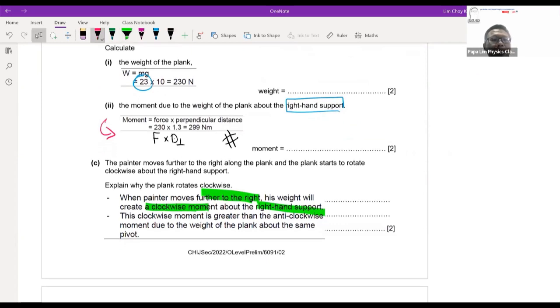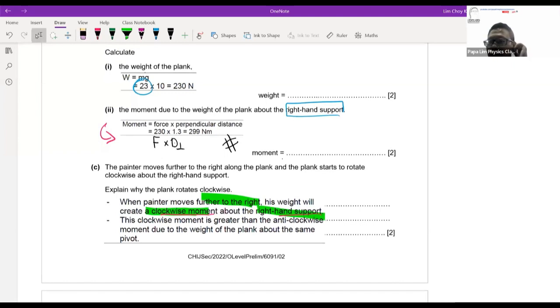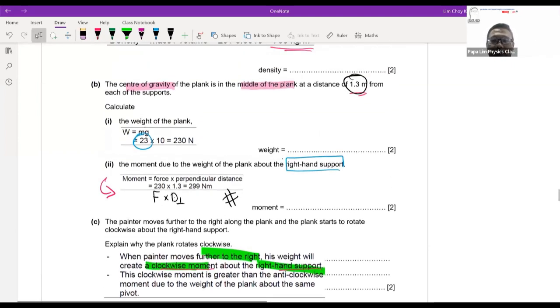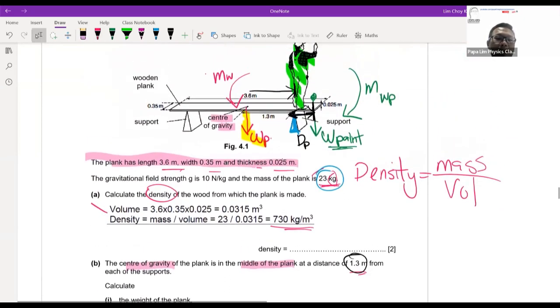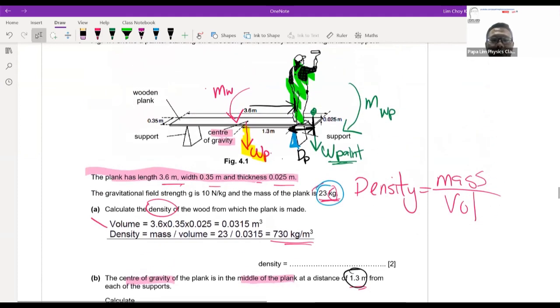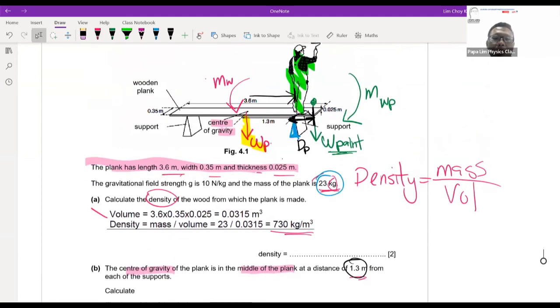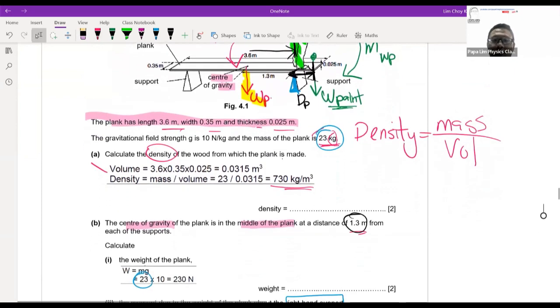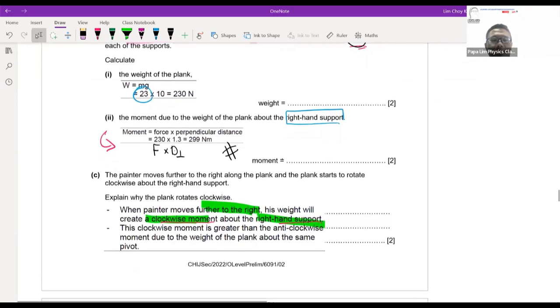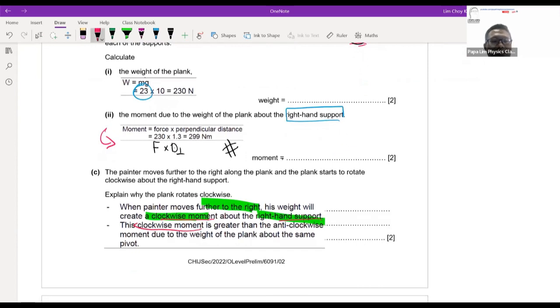Okay, so this is what I mean by telling the marker, clockwise moment. And what happened is you have a clockwise moment on the right side. But you find that the painter is actually much heavier than the plank itself. Because why? The plank is only 23 kg. A normal adult will roughly weigh around 40 to 50 kg and above. So definitely the clockwise moment will be larger than the anti-clockwise moment of the plank.